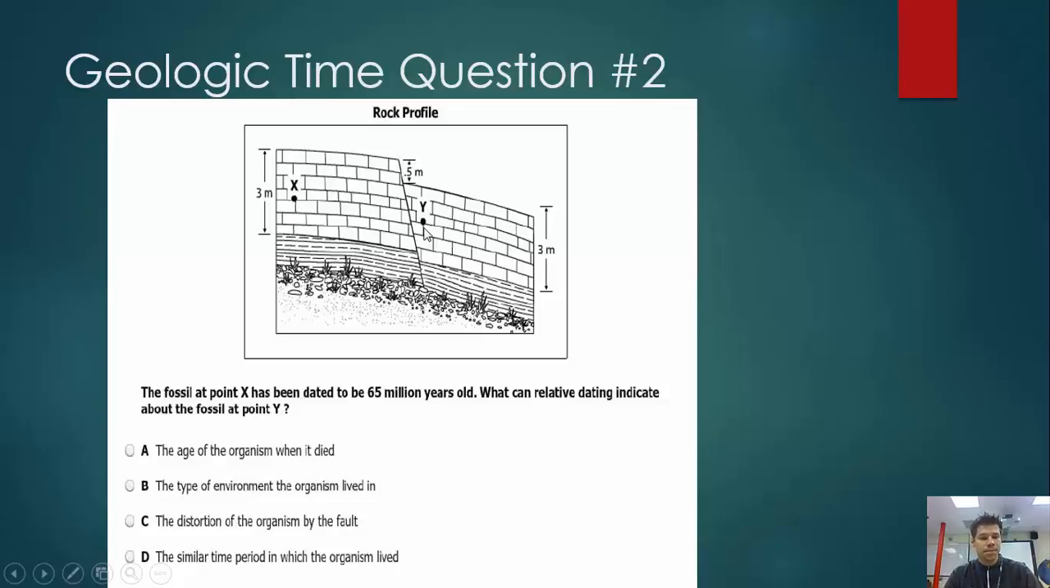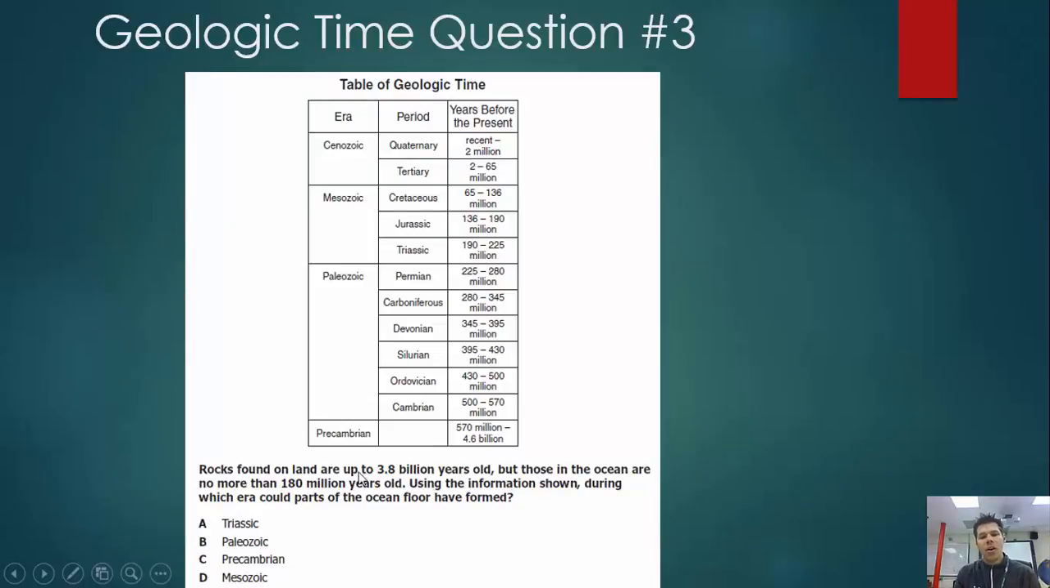Rocks found on land are up to 3.8 billion years old, but those in the ocean are no more than 180 million years old. Using the information, during which era could parts of the ocean floor have formed? Well, first thing it's kind of telling you is that the seafloor is always recycling itself. It's being subducted and melted, and then in the middle it's being recreated where there's seafloor spreading and all the plate tectonics that we learned about.